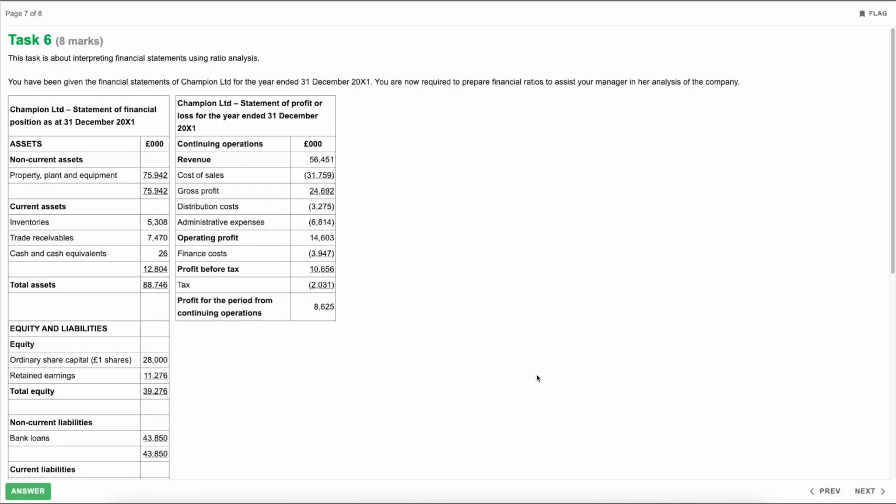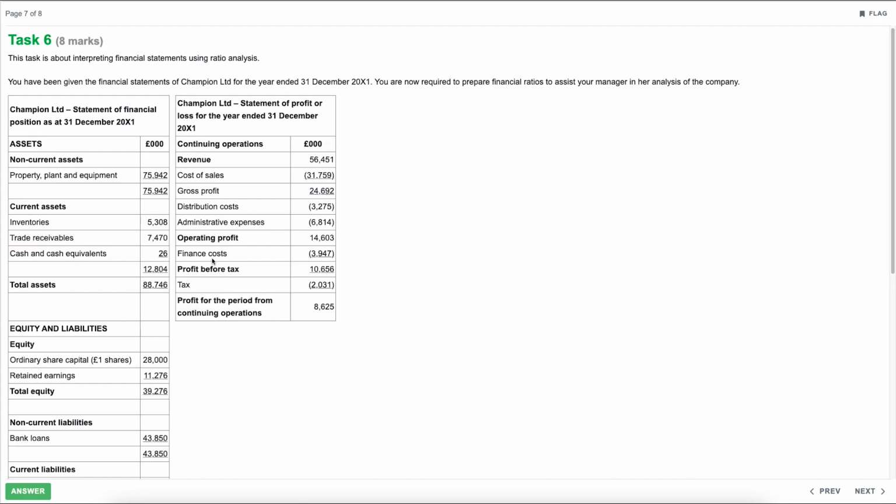Alright, let's swap over to the last 2 tasks and make a start. Right then, so task 6 is worth 8 marks and is about interpreting financial statements using ratio analysis. You've been given the financial statements of Champion Limited for the year ended the 31st of December 20x1. You are now required to prepare financial ratios to assist your manager in her analysis of the company.